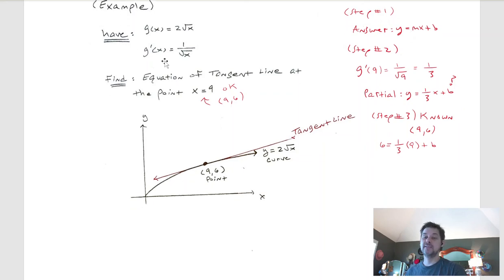So I got 6 equals 1/3 times 9 plus b. So 1/3 of 9 is 3. So I get like this. Say I subtract 3 from both sides, I'll get b is equal to 3. Okay, so b is equal to 3. That gives me my full answer. The equation of the tangent line, that line right there, y equals 1/3 x plus 3.